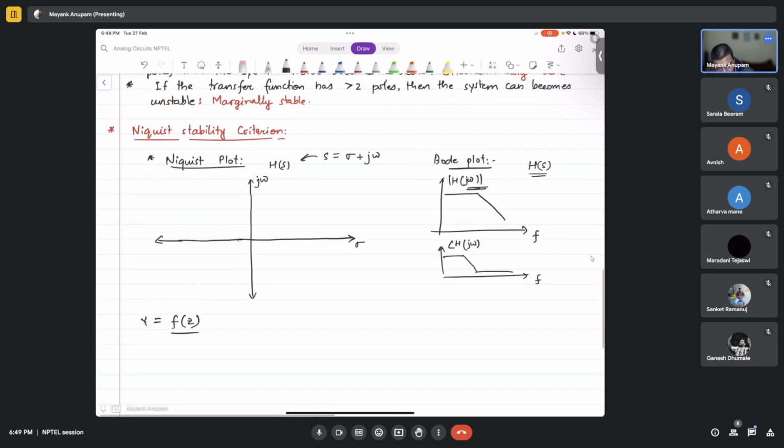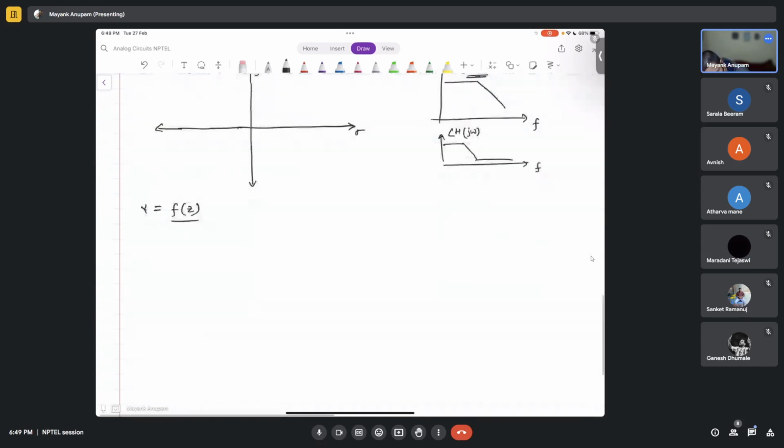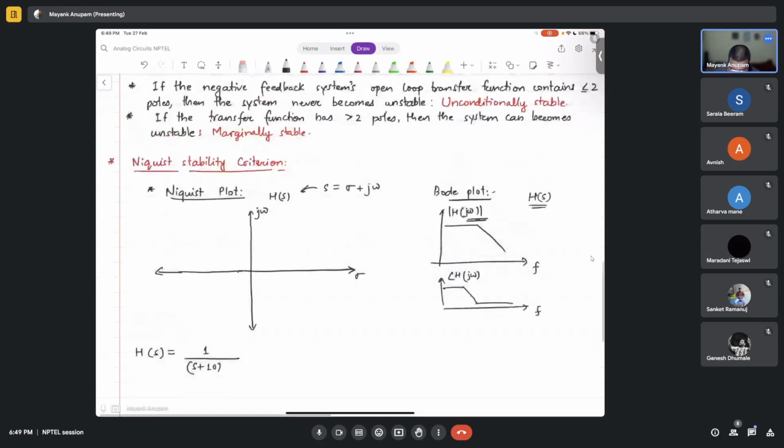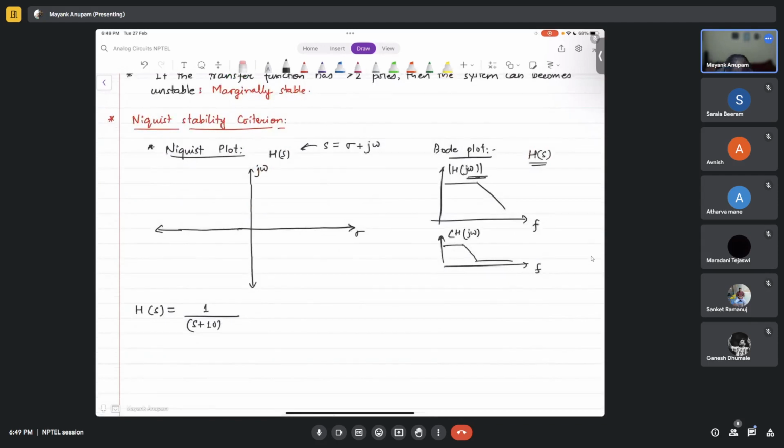Okay. Let's say your H of s is equal to 1 by s plus 10. How will the plot look like? You start at a certain point. Generally I start with s is equal to infinity.